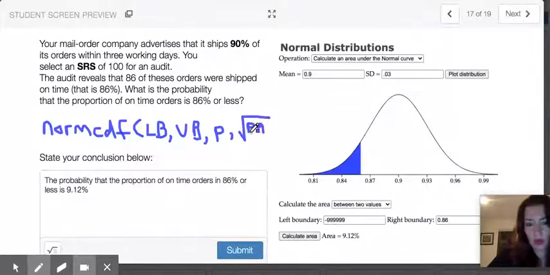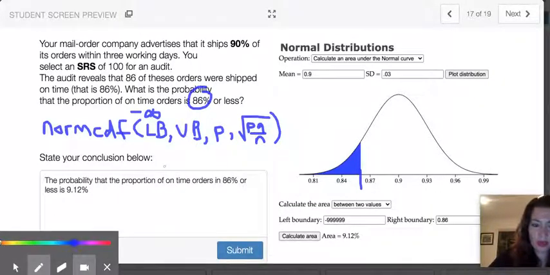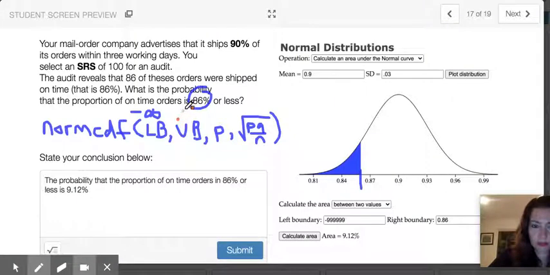Entering those numbers in, our lower bound is negative infinity, or you can put just negative 99999. Our upper bound is the value right here, which was 0.86. So it is the 86%. Be careful, don't put it as 86. You have to put it as 0.86. Then our population proportion here is 0.9, and our standard deviation comes out to 0.03.